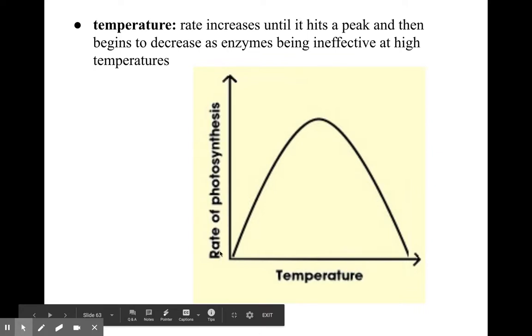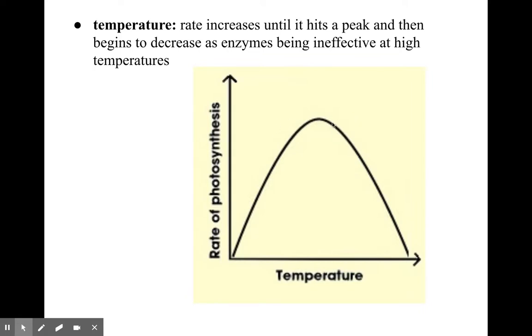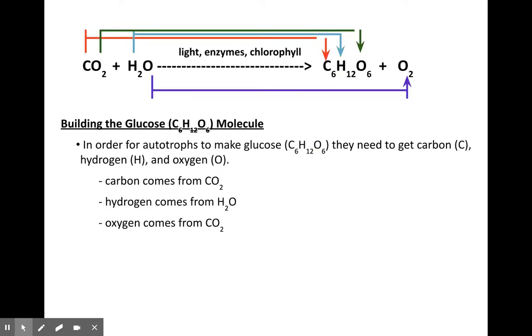If the temperature is too low, enzymes are working slower. If the temperature is too high, the enzymes are working slower. And then there's that happy middle temperature where the enzymes are working in their most effective and best way. So that is how temperature could affect the rate of photosynthesis.